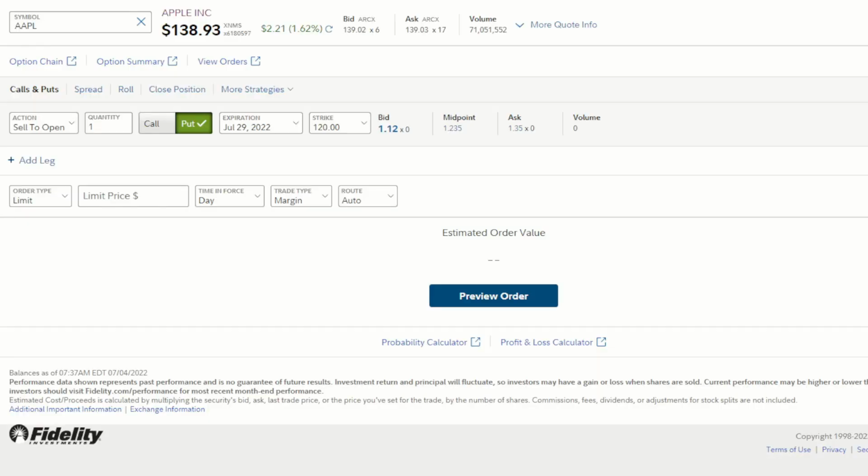Okay, so first thing we need to do is set up a trade. And this is within Fidelity, where I do a lot of my trading. But you can do this with any platform that you like. So I picked Apple. Everybody knows Apple. So Apple is at 138.93 right now.